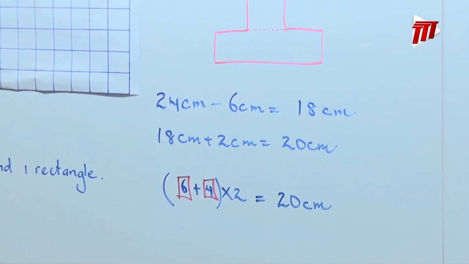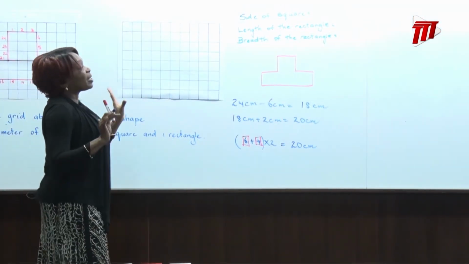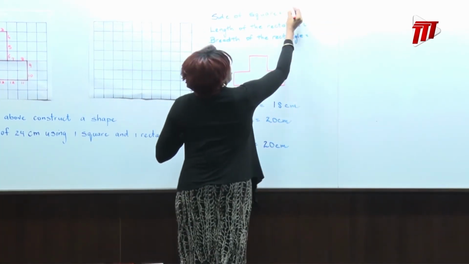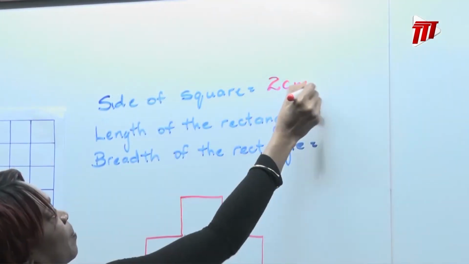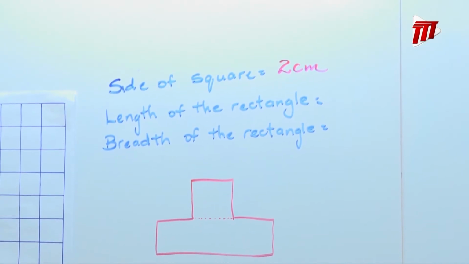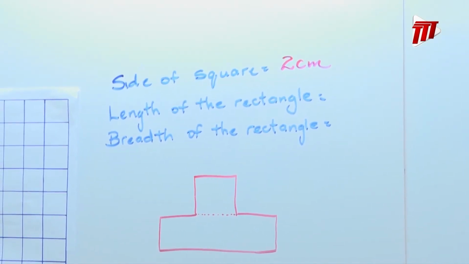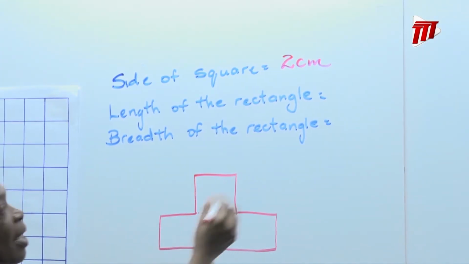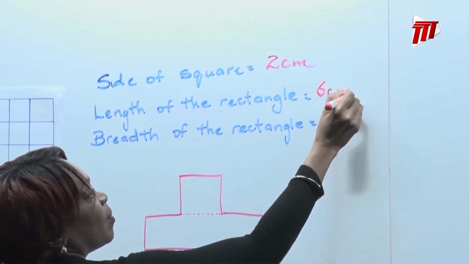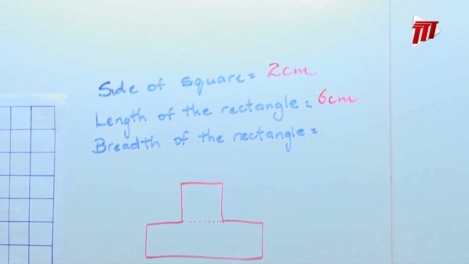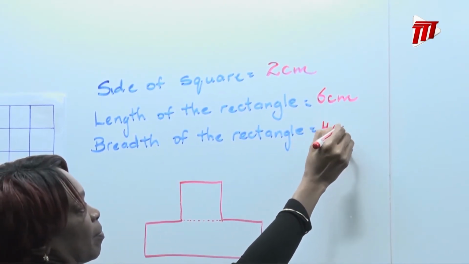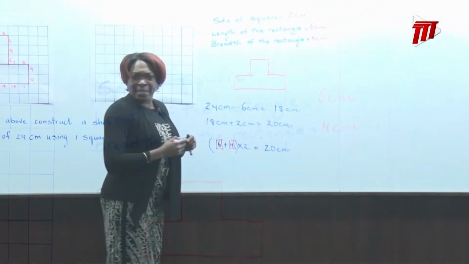So what we are saying is that we are going to draw now our square. What will be the measurement of the square? 2 centimeters. What about the length of the rectangle? What are we using? We are using 6. So I'm going to put 6 centimeters here. And what will we be using for the breadth? 4 centimeters. So far, so good, boys and girls?